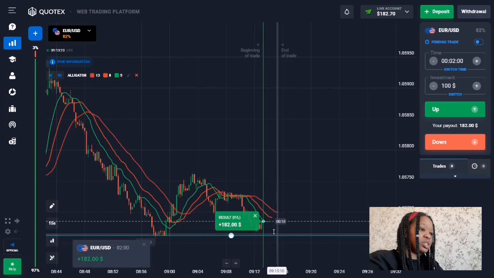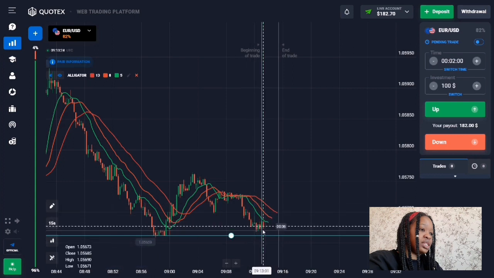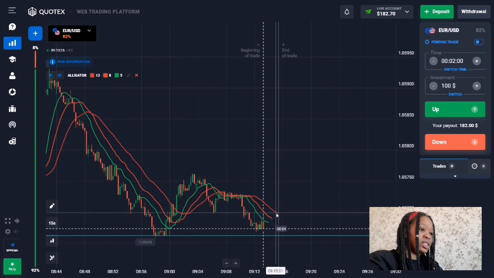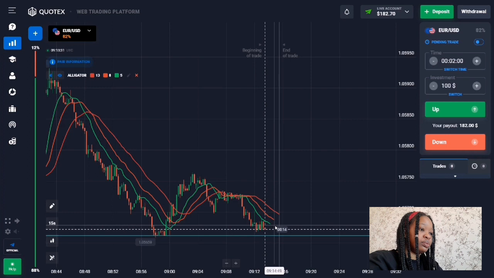Well, analyzing the situation, price trended down to this level and I've got the profit, and this is a positive result due to the indicator that really helped me choose a very good entry point. So let me go on.